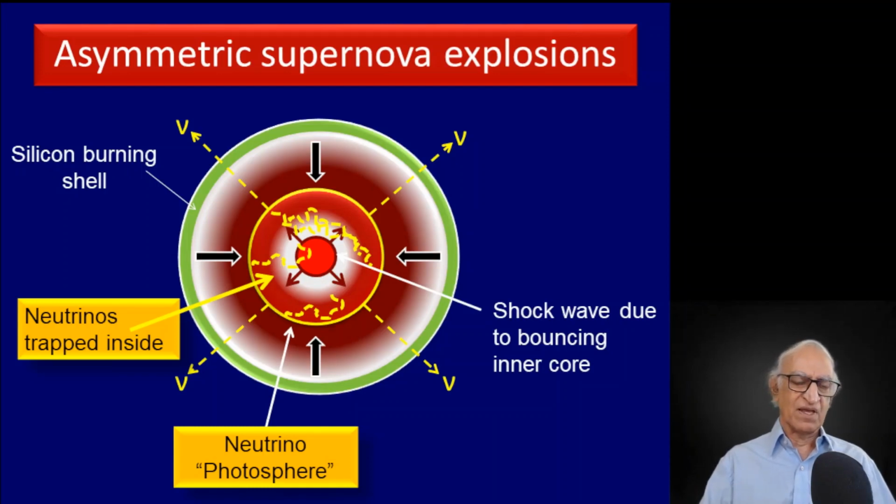Why? Now, what I've shown here is that inside the neutrino photosphere, you have a gas of neutrinos. They're rattling around because their mean free path is very small compared to the size of the core.